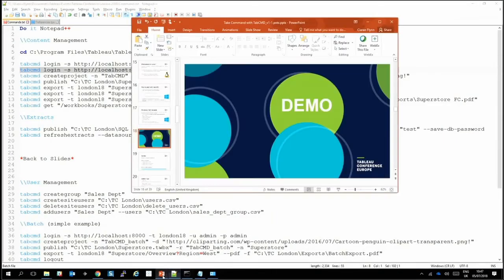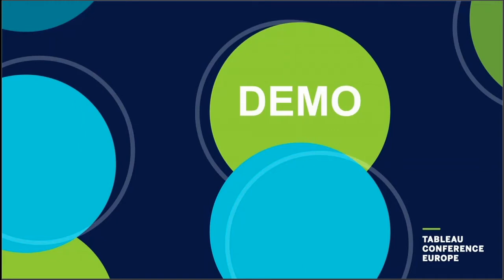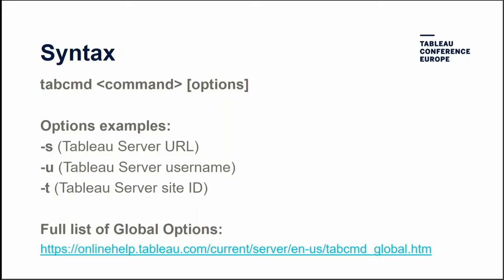Okay, so let me just jump back into the deck here for a moment. Before I go on and show you more of the useful commands, because we've just shown you login at the moment, let's just talk quickly about the syntax. So I mentioned that S will always be that server URL or that online URL. Your U will be your username and T will be site ID. And there'll be a whole host of other options that you can pass, and you'll find them all at this link. Again, this deck will be made available to you.